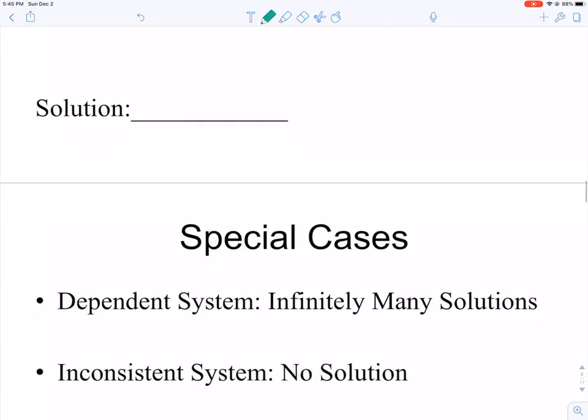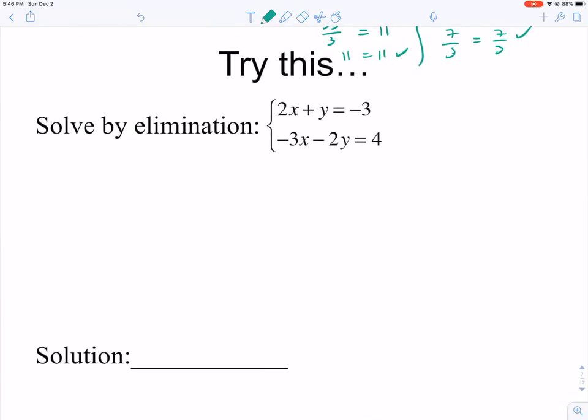Okay, so to try this, you guys can try, well, actually, I guess I'll go over it. Okay, so we have equation 1, equation 2. Notice that the coefficient for the y is 1, and the coefficient for the y in the second equation is -2. So if I just multiply the first equation by 2, then the y's will have opposite coefficients. Make sure you're multiplying both sides of the equation.